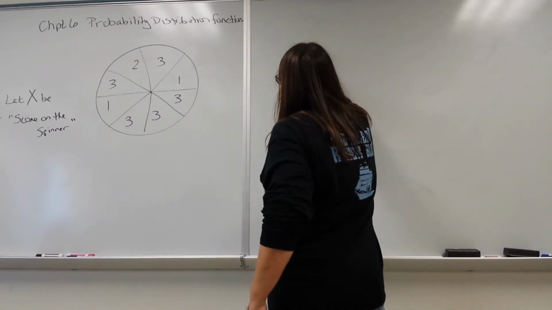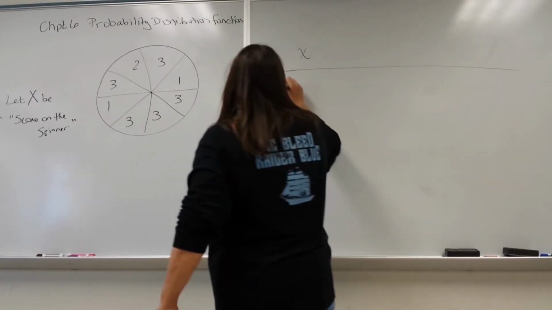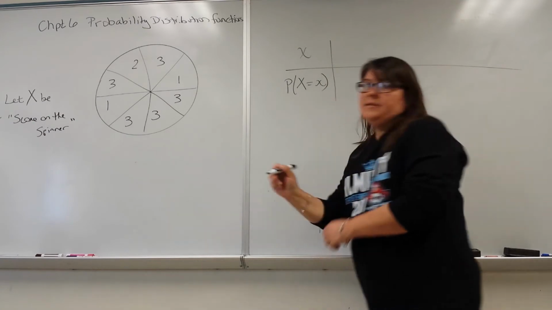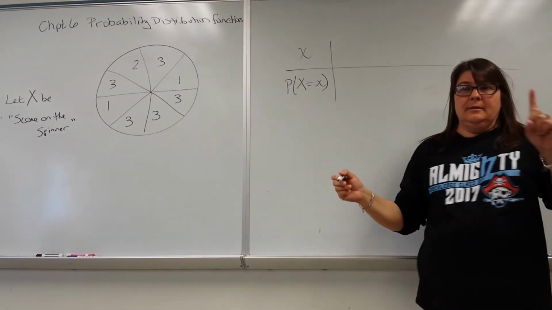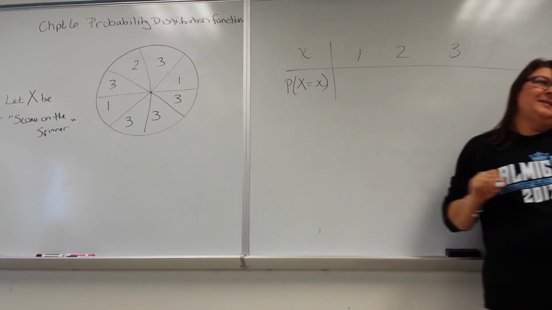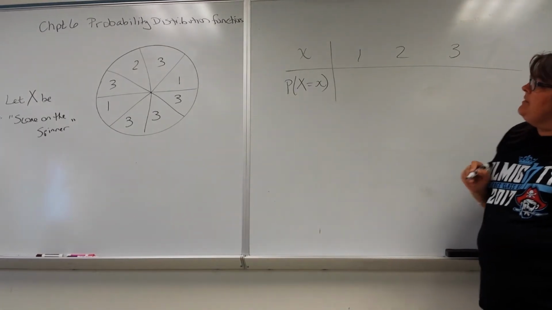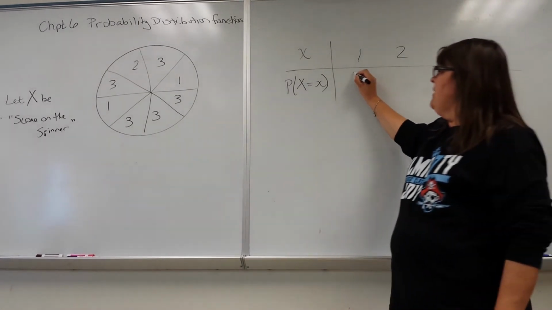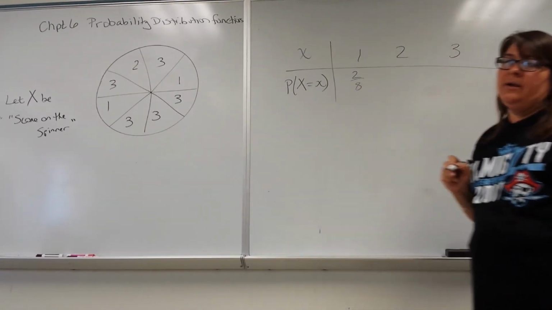Little x, the probability of big X, including little x and its findings. What are the scenarios that could potentially happen? 1, 2, or 3. Put them in order, make sure. That's important. Okay, what is the probability that you could spin a 1? 2 out of 8. Yep. Also known as 1/4. You leave it whichever way you want.